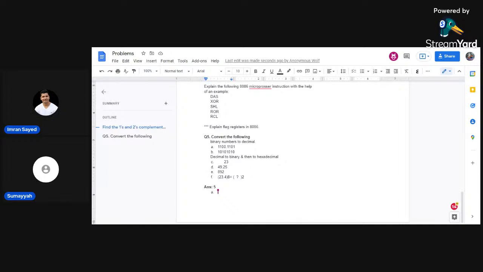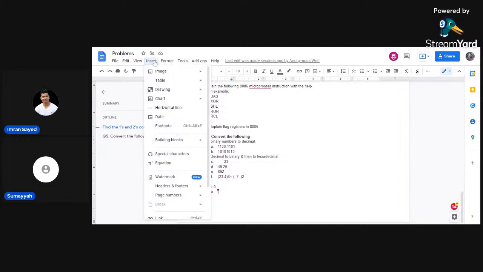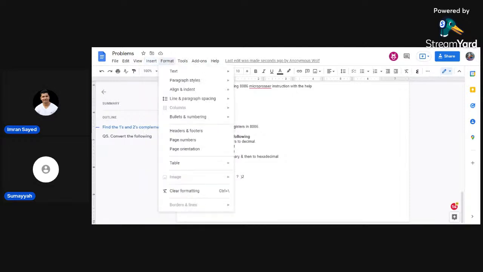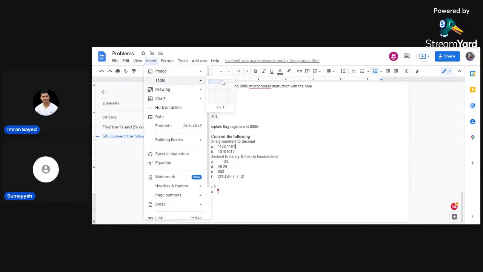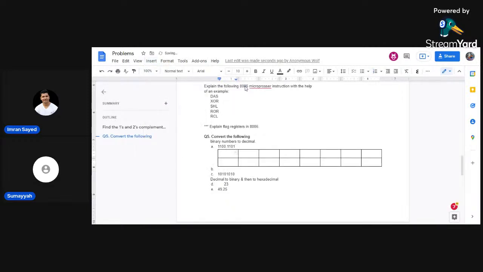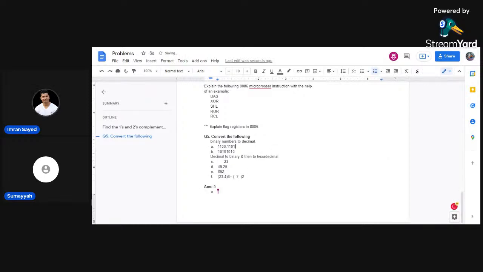Okay, so binary numbers to decimal, and make the table for 48 columns. No, not there, not like that. Can you put it down? Let the questions be on top. Let's not mix it up. Okay. Yeah.